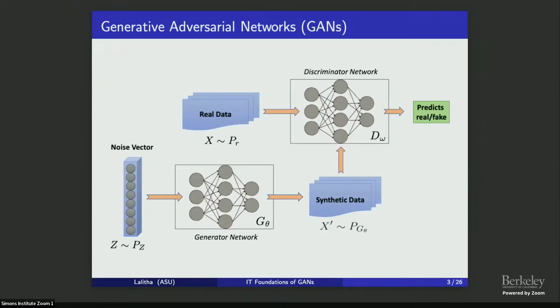So GANs, generative adversarial networks. I'm sure everybody knows about it. ChatGPT doesn't use it, but this is still the mother of all models that are generating synthetic data, right? So I'm going to focus on this. There's some nice mathematical structures here to understand.